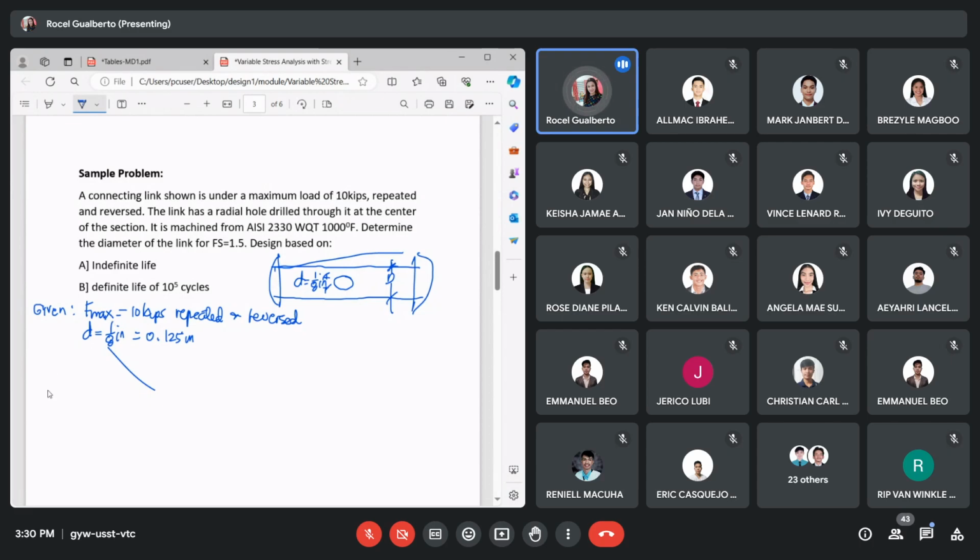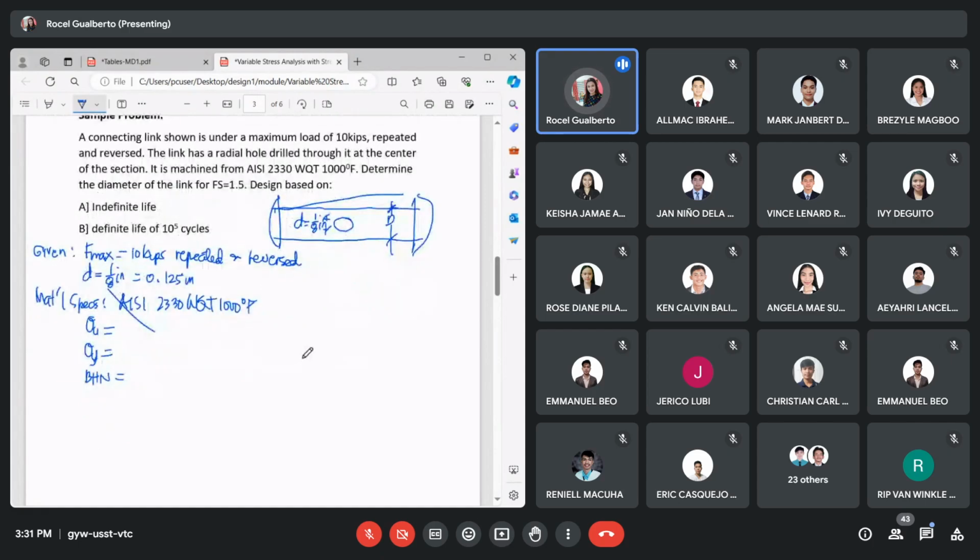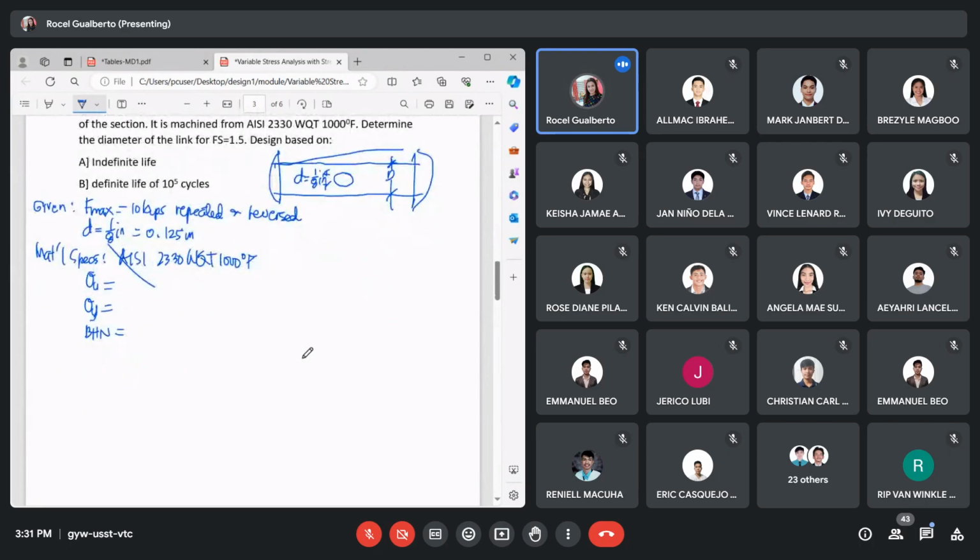Okay? And then we have now the material specs. We have AISI 2330, WQT 1000 degrees Fahrenheit. Pakihanap naman po ako. What is the sigma U, sigma Y, and the BHN value. Idinadagdag po natin yung BHN kasi yung pong sigma N natin is dependent on this BHN value. Okay? Pakihanap po. I think this is on table 89.